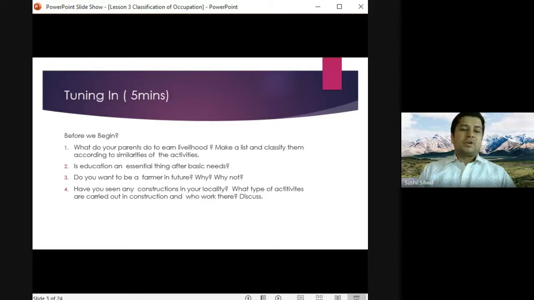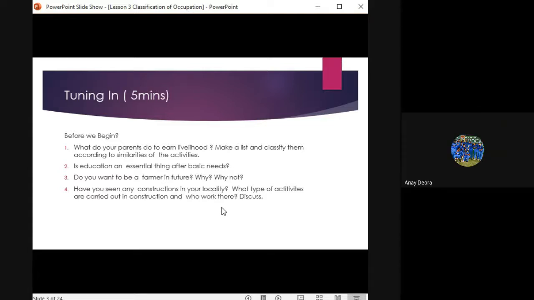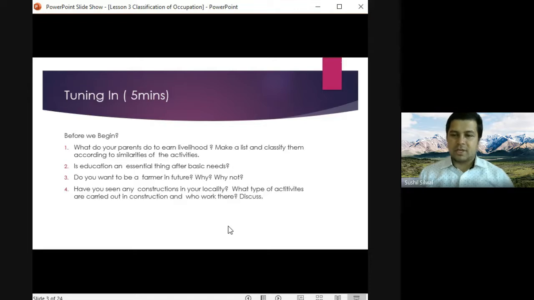Okay, now the next question for our tuning in of this topic. Have you ever seen any construction in your locality? What type of activities are carried out in the construction and who works there? Sir, can I say because I've seen? No, sir, you can raise your virtual hand, then I will tell you. If you have seen, raise your virtual hand, and I will ask you.